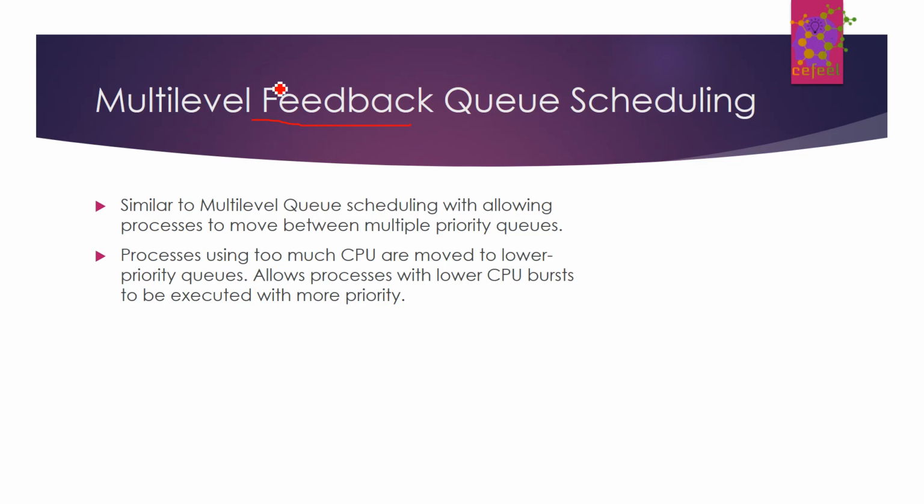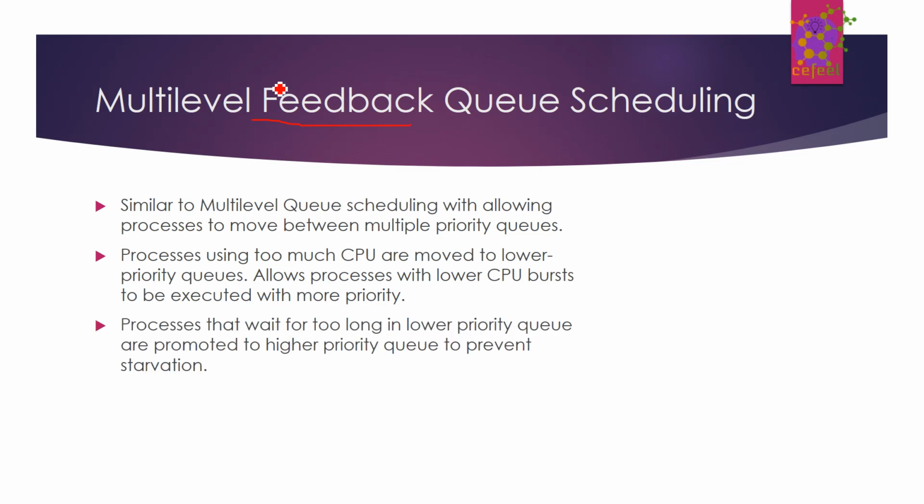So processes using too much CPU are moved to lower priority queues. Even though they are at a higher priority, if they are using CPU a lot, they will be moved to the lower priority queues, and this allows processes with lower CPU bursts in a lower priority queue to be executed even though they are at lower priority. Not only that, if it's seen that processes wait too long in a lower priority queue, they are promoted to a higher priority queue to prevent starvation, and it is a preemptive approach.